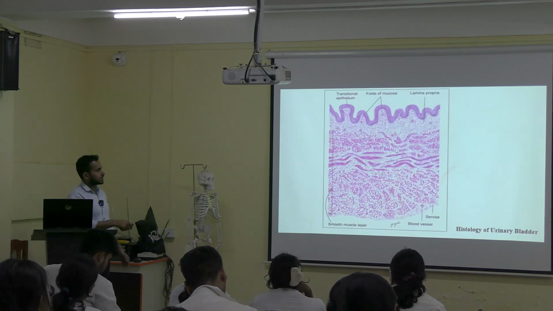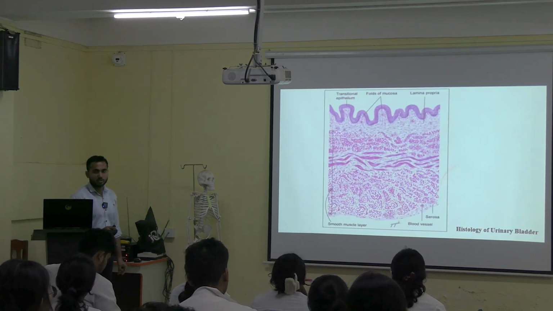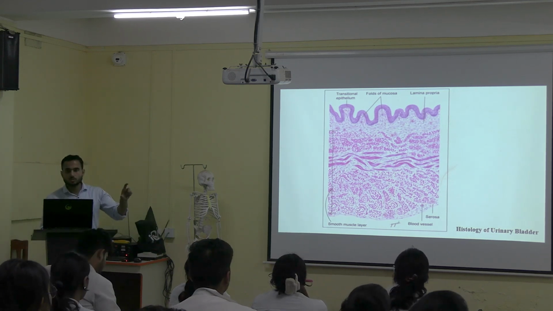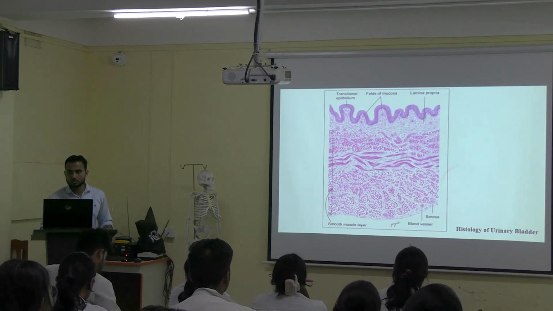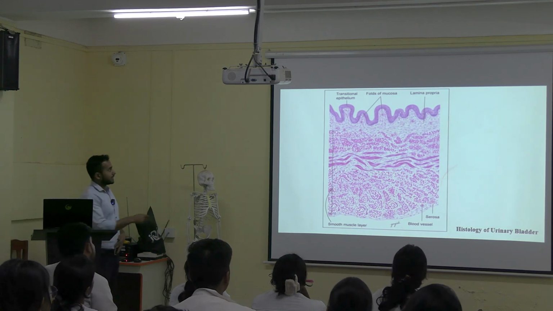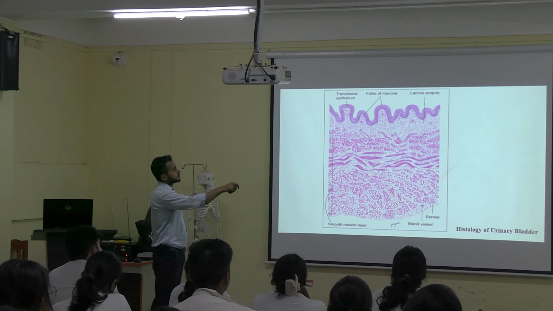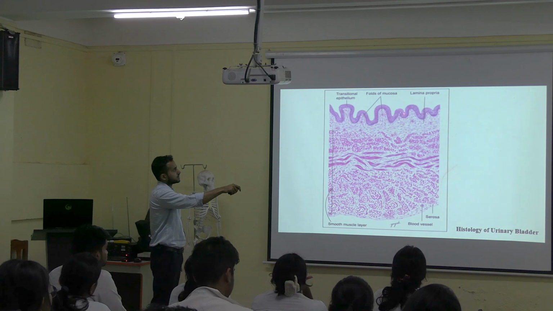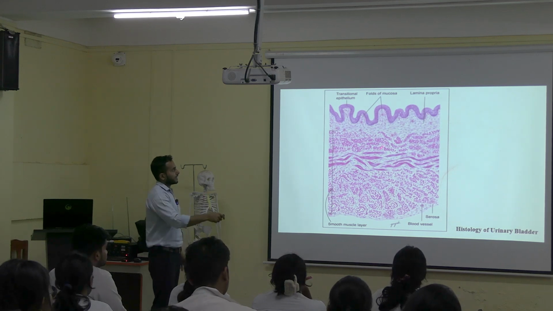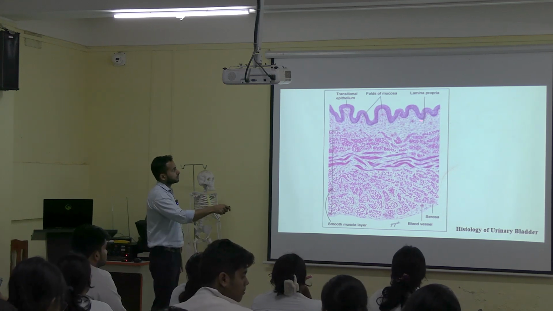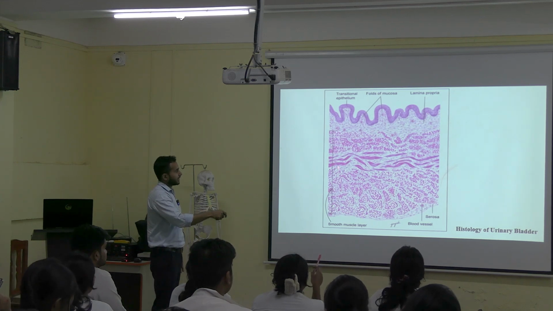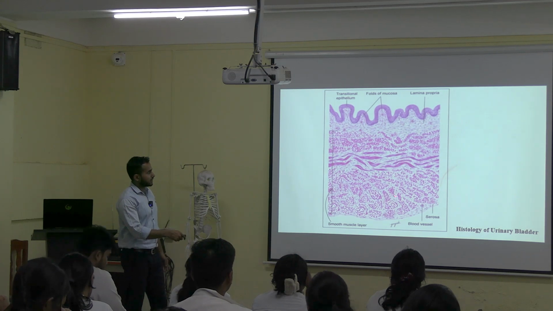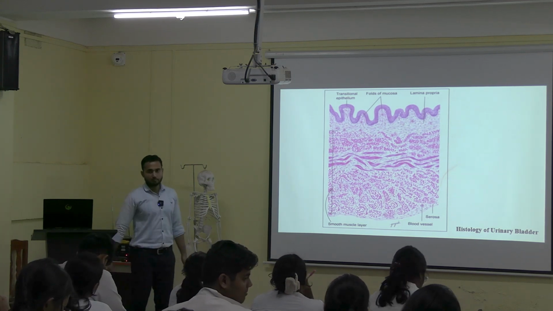Now this is the schematic diagram showing the histology of the urinary bladder. If you can see, the muscle coat is very thick. Can you see the muscle coat? First look here, these are the mucosal folds, and then this is the lining epithelium. Next, this is the lamina propria. Below that, entirely, this is the muscle coat. This is the inner longitudinal, this is the outer longitudinal, and this is the middle circular layer.